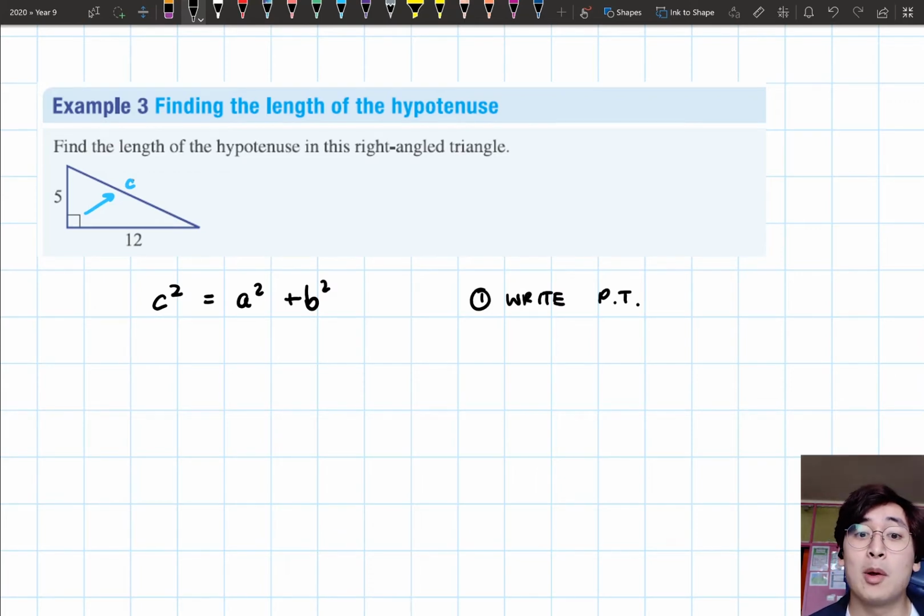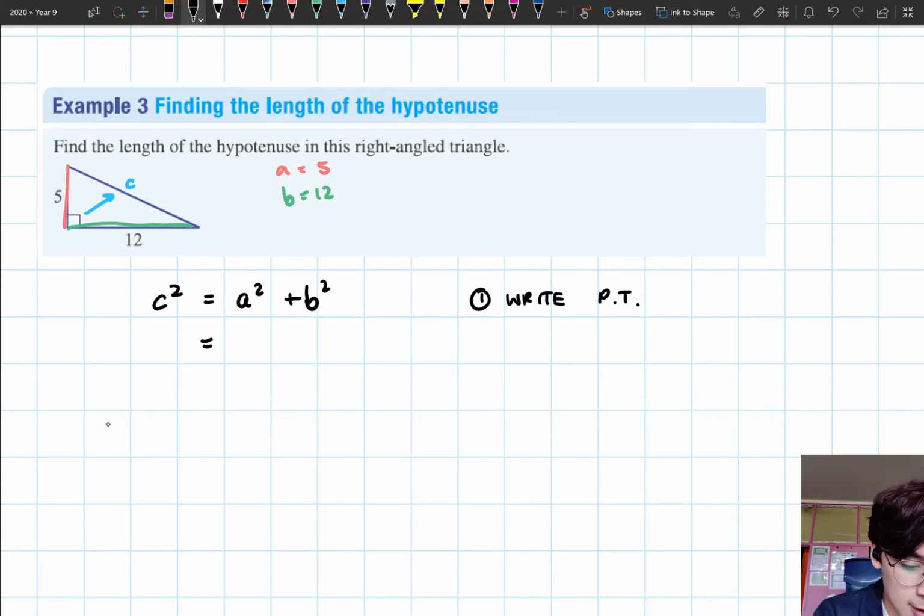The second step is then we want to substitute the values of the shorter sides. So here, my two shorter sides are 5 and 12. And so what I'm going to do is write over here, a is equal to 5, b is equal to 12. I'm going to substitute those values into my equation. So here I'm going to write underneath, I've got 5 squared plus 12 squared.